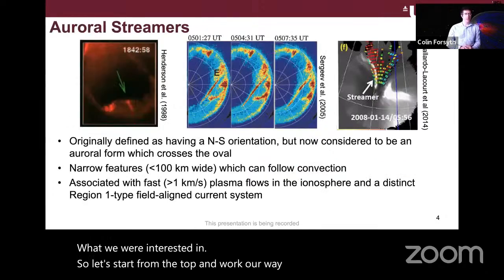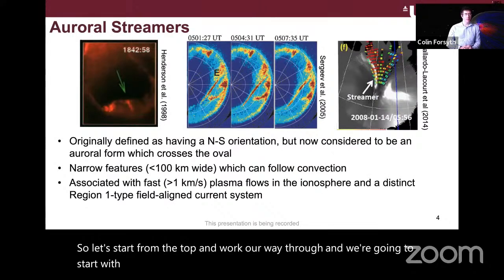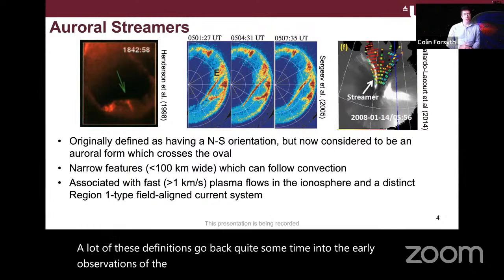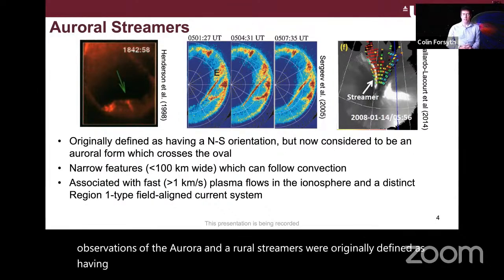So let's start from the top and work our way through. We're going to start with these auroral streamers. A lot of these definitions go back quite some time into the early observations of the aurora, and auroral streamers were originally defined as having a north-south orientation.